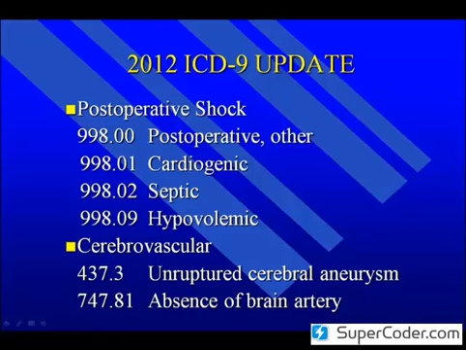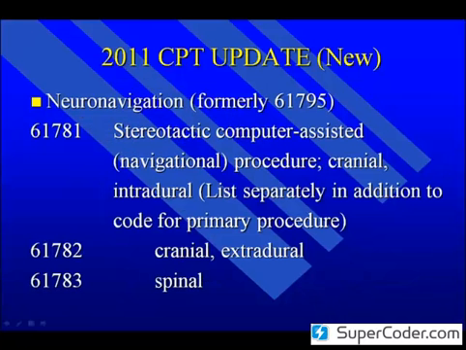Hematomas can sometimes be a consequence not just of trauma, but they can be a consequence of aneurysmal rupture as well. So I just listed some of the new cerebrovascular ICD-9 codes of unruptured aneurysm and absence of brain artery as a reminder. Moving on to our fifth slide, for 2011, there were CPT changes that essentially separated out neuronavigation.